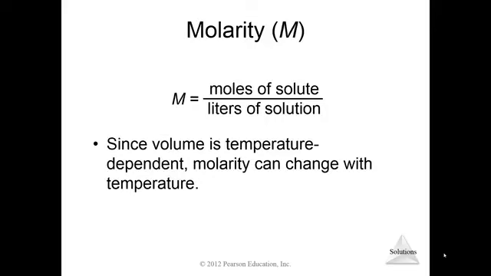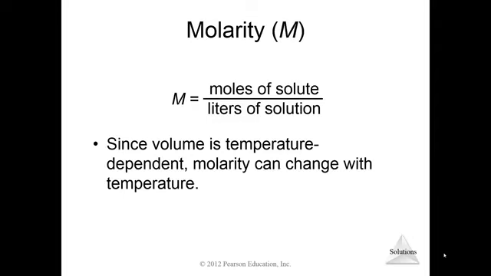The most common concentration unit in chemistry is molarity, which is technically abbreviated with an uppercase italicized M, though rarely do you see the M italicized in textbooks these days. Molarity is the moles of solute divided by the liters of solution.